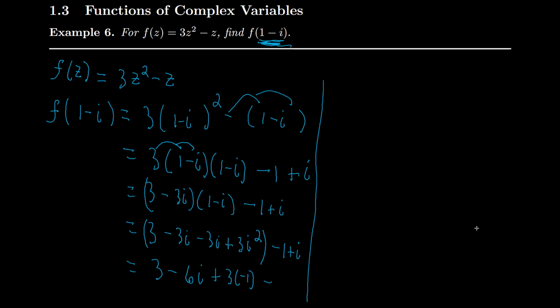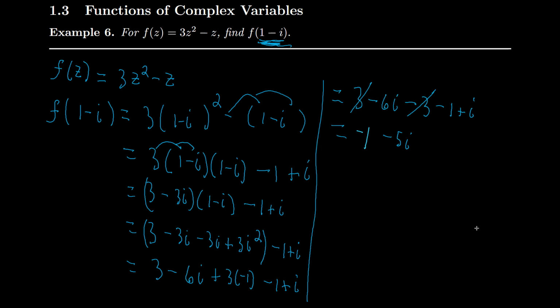But for now, minus 1 plus I. So we've got everything together. So this equals 3 minus 6I minus 3 minus 1 plus I. Gather together your like terms. 3 minus 3 cancels. Negative 6I plus I is negative 5I. And then we have a negative 1.